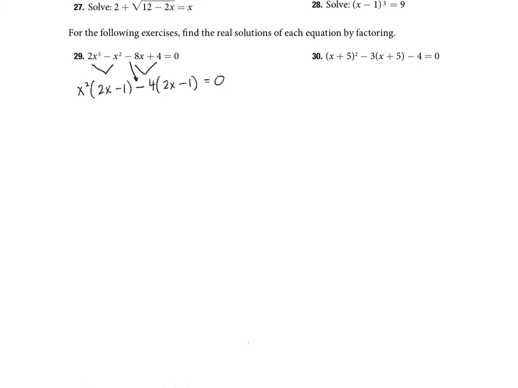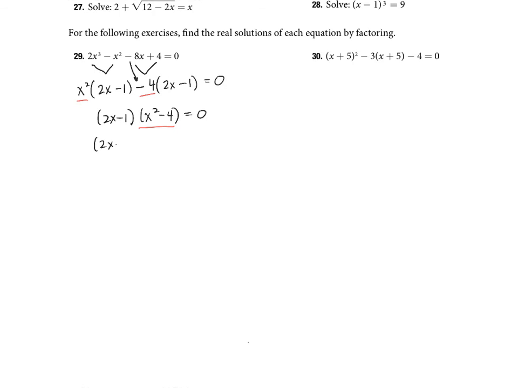Notice I have the same thing in parentheses, which you should. So that's now your common factor. And the leftovers are x squared and -4. So that makes up your second factor. Okay, so now I have 2x minus 1 times x squared minus 4. The x squared minus 4 is the difference of squares, so that can be factored again.